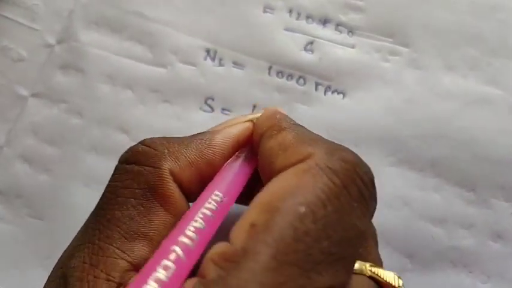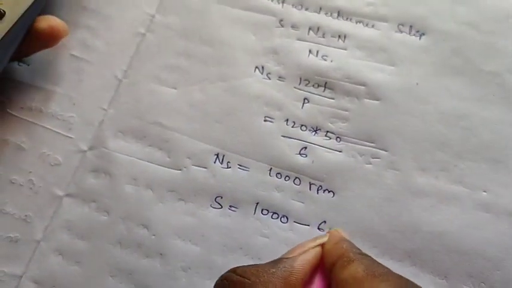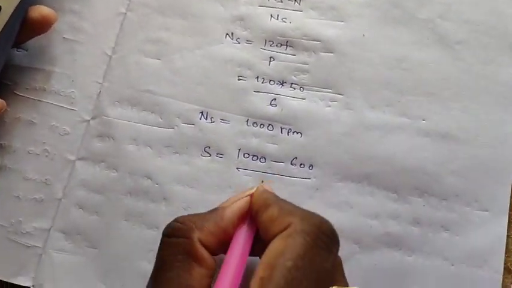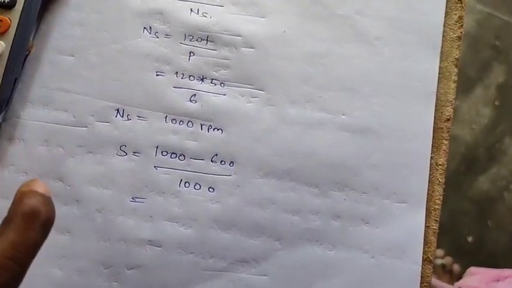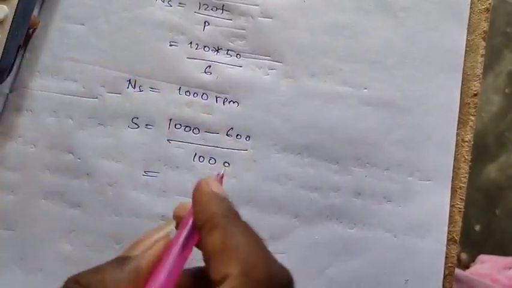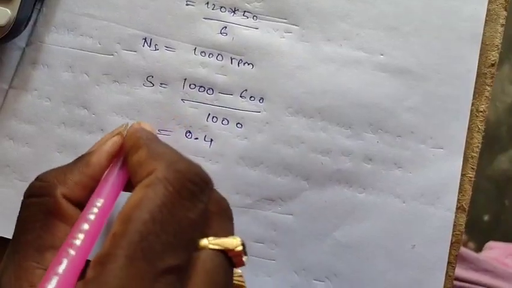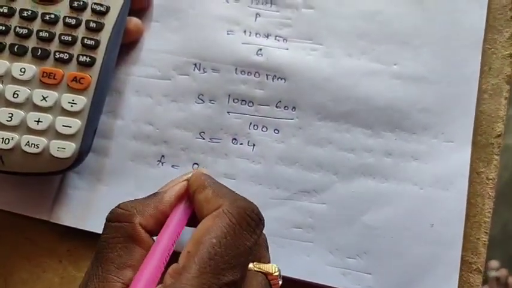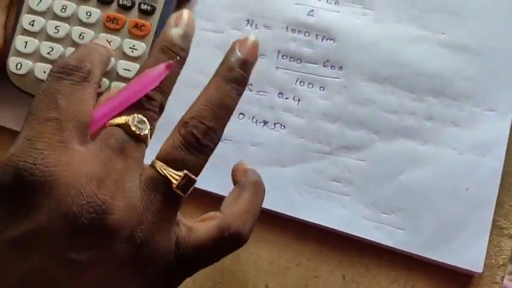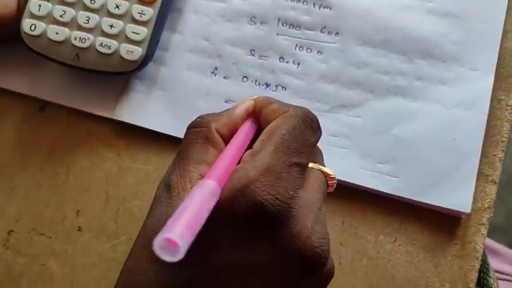Slip equal to ns minus n, n is 600, divided by 1000. 1000 minus 600 divided by 1000, that is 0.4. The slip of the machine is 0.4. Rotor current frequency Fr is equal to 0.4 into 50 Hz. So that is 20 Hz. Fr is 20 Hz.